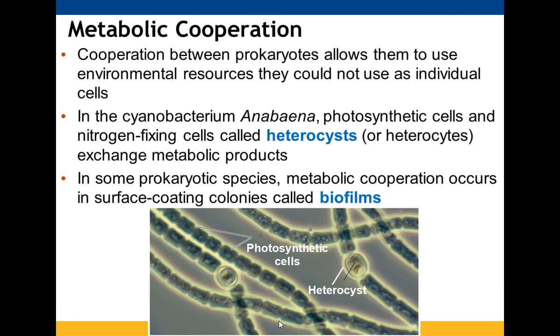Sometimes prokaryotes will cooperate with one another so that they can utilize what they have present in the environment when they wouldn't be able to do it solo. There's an example of the cyanobacterium Anabaena. It has photosynthetic cells and nitrogen-fixing cells that are called heterocysts. So the individual cells are able to exchange products and work in concert with one another. We also see this with biofilms.